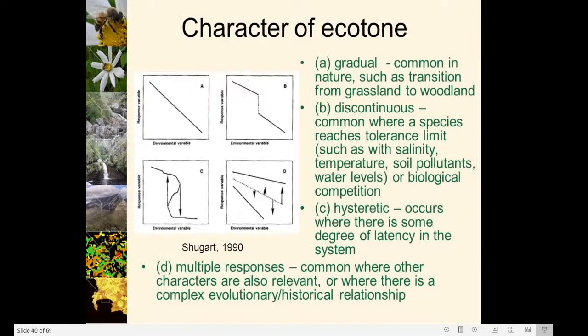For the characteristics of ecotone, we have four different characters: gradual, discontinuous, hysteretic, and multiple response. The gradual one is a gradual increase of environmental variables with respect to the response. If environmental variations happen, the response becomes low. As the environmental variables change, the response also changes. Sometimes it's discontinuous: there is no response, and after some period, there is a response. In the hysteretic one, it occurs at the same degree, and the system is not in the proper mode; it's non-linear. In multiple response, the environmental factors vary and the response is in multiple forms.